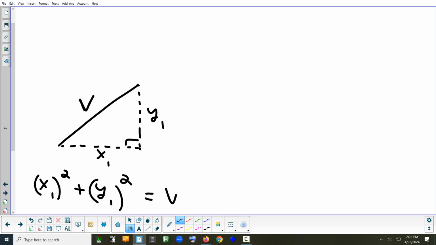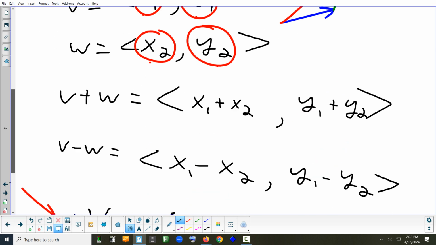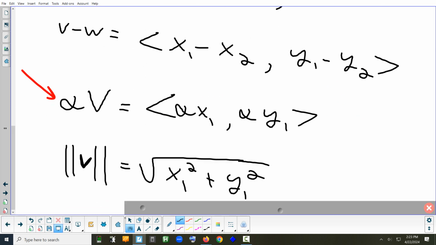Equals v squared. And now the goal here is to find the magnitude. So how would you get rid of this square? Square root. Yeah, if you took the square root, you would get rid of that. And there's the formula for the magnitude. It's the square root of x1 squared plus y1 squared. There you go. So we'll try an example of each of those, and then that'll be it for today.